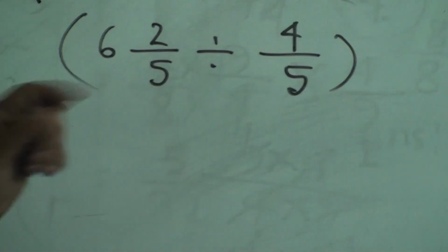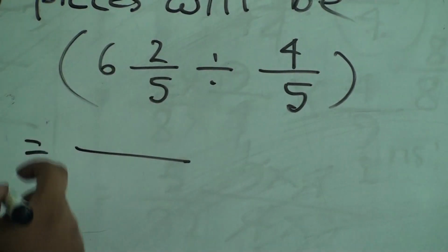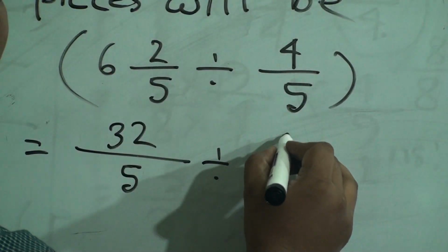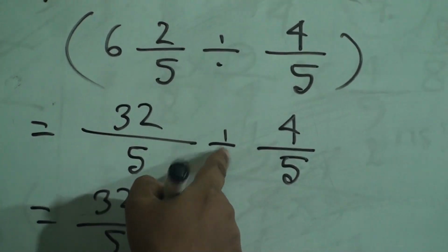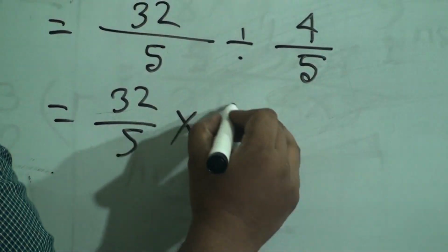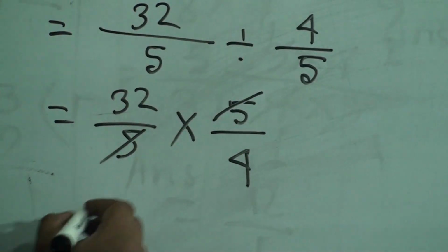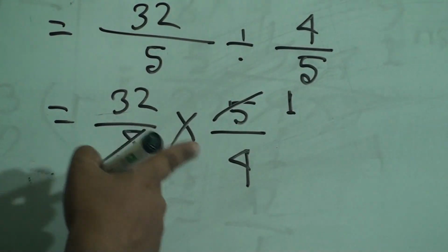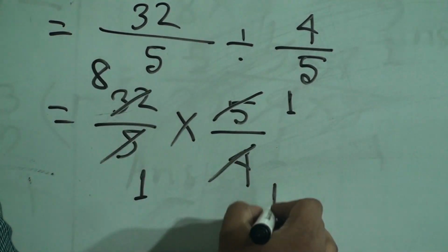So now at first we convert this mixed fraction into an improper fraction. 6 5s are 30, 30 plus 2, that means 32 by 5 divided by 4 by 5. Now 32 by 5, and this division sign will be a multiplication sign, and it will be reversed, that means 5 by 4. Now 5 and 5 both numbers are cut by the number 5, and 32 is divided by the number 4, and we get 8.